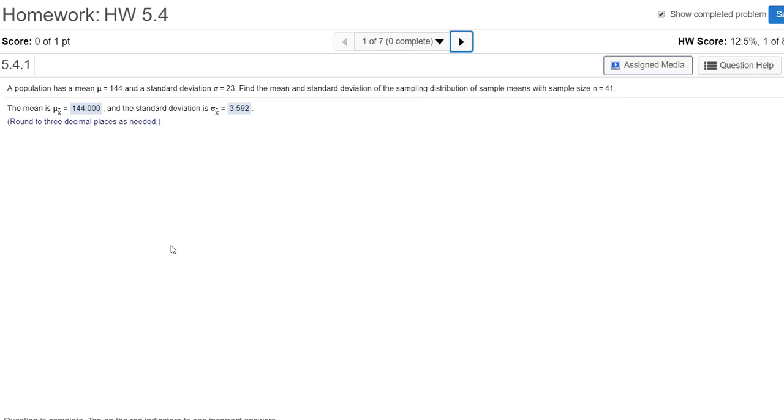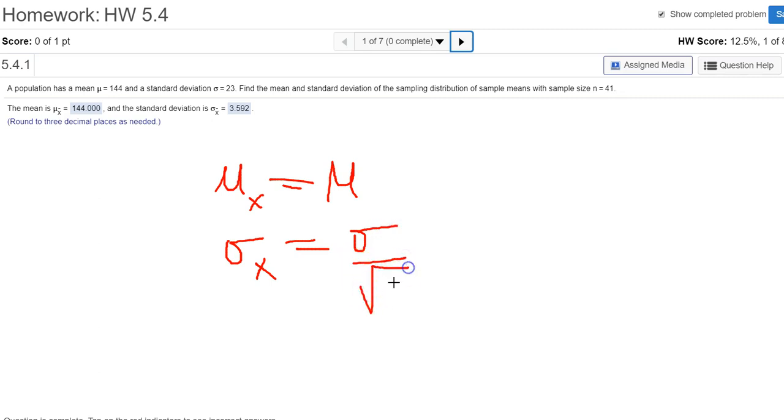According to the central limit theorem and the sampling distribution, we know that the mean of the sample is equal to the mean of the population. And the standard deviation of the sample is the same as the standard deviation of the population over the square root of n. So the mean of the population is the same as the mean of the sample.